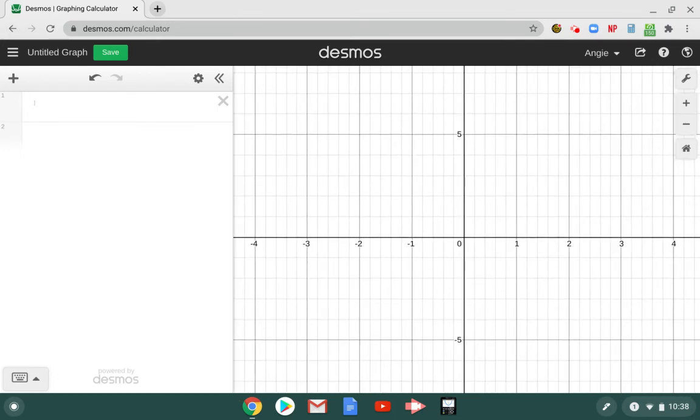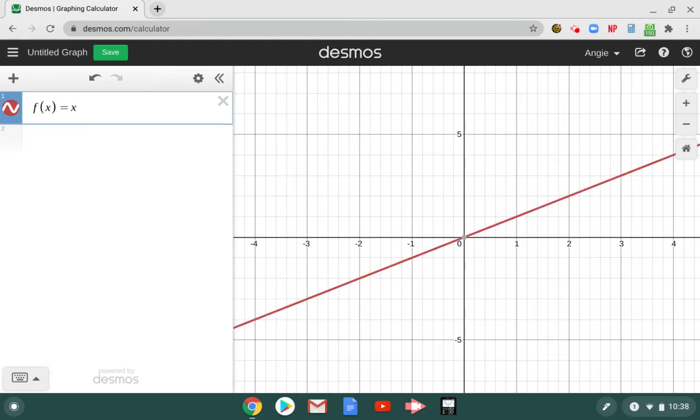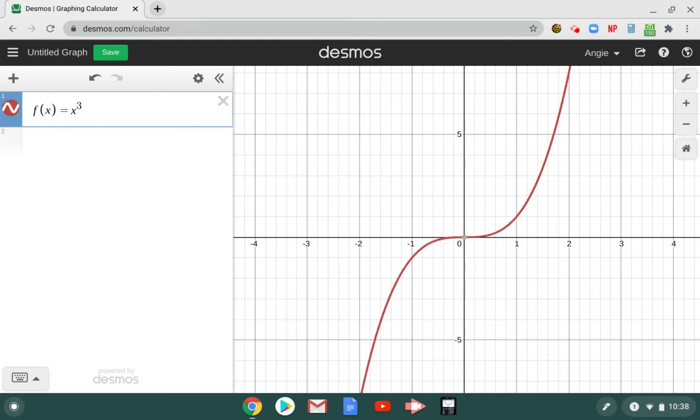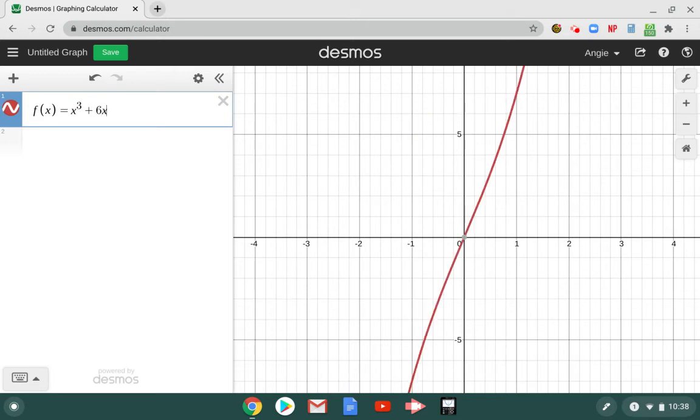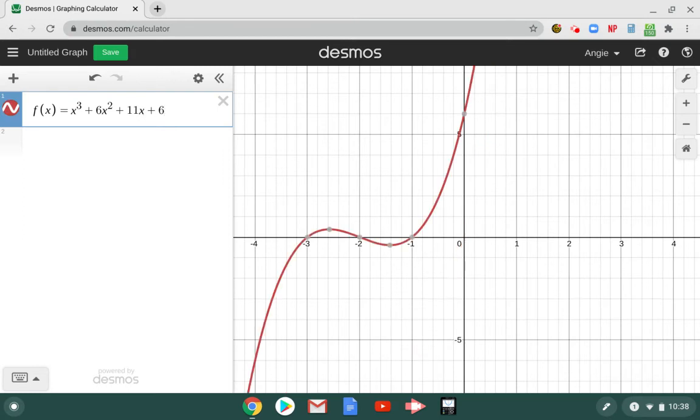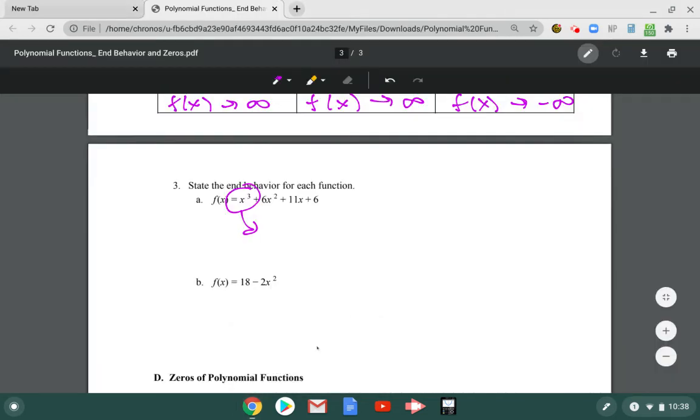Okay, so f of x equals x cubed plus 6x squared plus 11x plus 6. I'm just guessing, and then I'll go back and check. Let's check. Probably not. Oh, I'm amazing. Okay, x cubed, 6x squared, 11x plus 6. Awesome. So let's go back here.